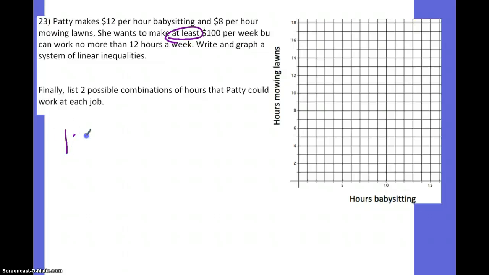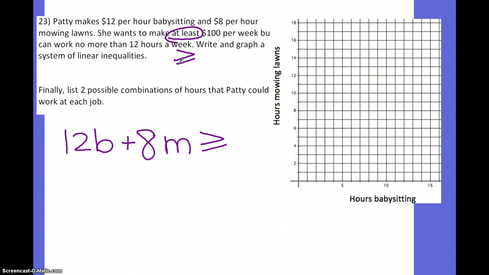I make 12 an hour babysitting, and I make 8 an hour mowing lawns. I need to make at least. At least is greater or equal to $100.